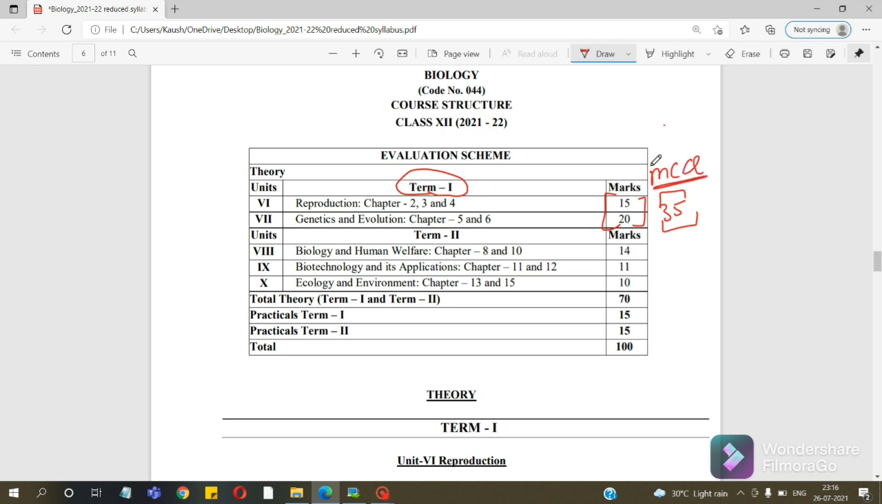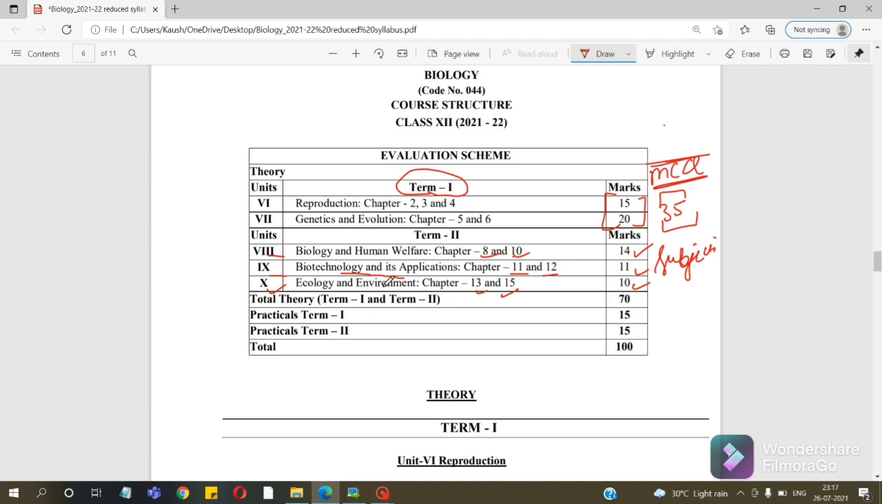The pattern for Term 1 will be MCQ, and for Term 2 we have chapters 8 and 10 from unit 8, biology and human welfare. We have chapters 11 and 12 from unit 9, biotechnology and its application, and chapters 13 and 15 from unit 10, that is ecology and environment. So in Term 2 we will have a theory exam, a subjective test. It includes 14 marks from unit 8, 11 marks from unit 9 and 10 marks from unit 10.